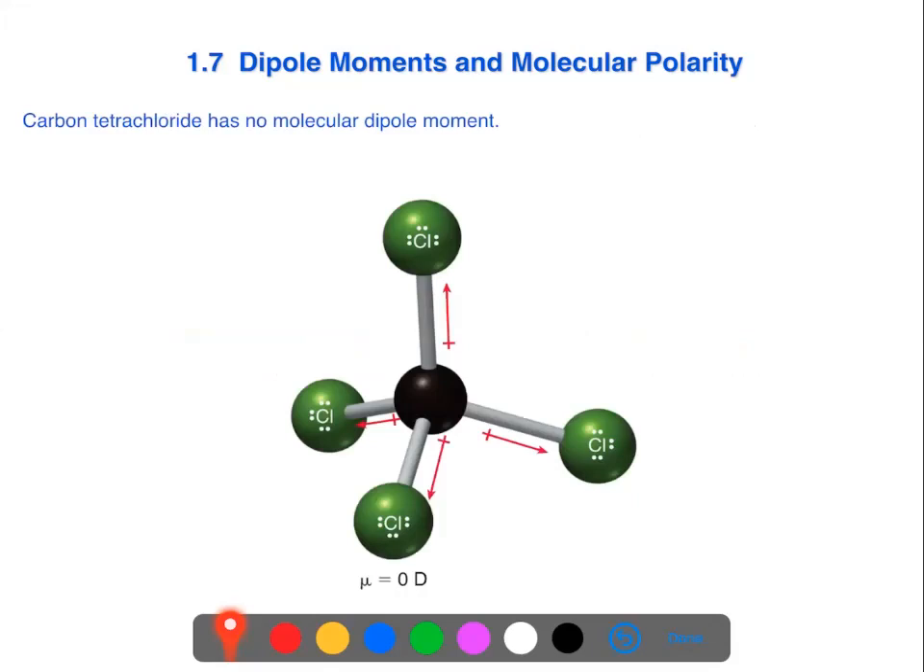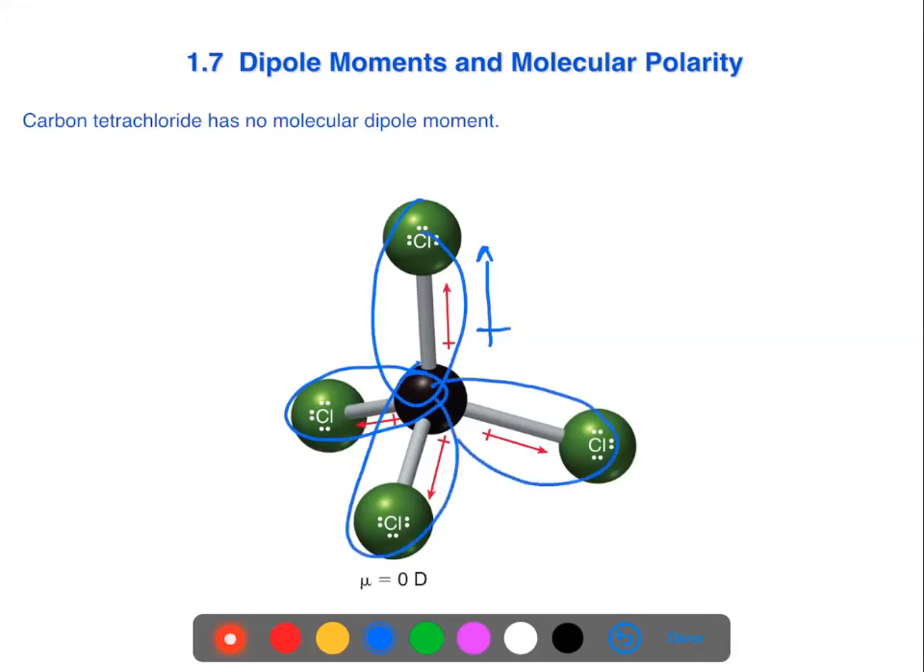Finally, let's look at an example of a molecule that contains multiple bond moments, but overall has no molecular dipole moment. That example is carbon tetrachloride, or tetrachloromethane. It has 4 bond moments associated with each of the carbon-chlorine bonds. Each of these bonds is polarized due to the differences in electronegativity between carbon and chlorine.